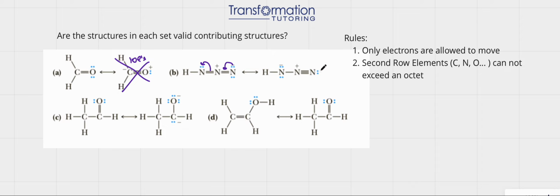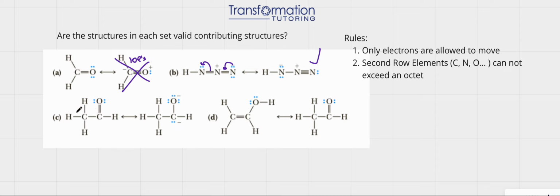So for example, if we take a look at this nitrogen, it has 1, 2, 3, 4, 5, 6, 7, 8 electrons. That's fine. This nitrogen has 4 bonds, so that's 8 electrons as well. This nitrogen has 1, 2, 3, 4, 5, 6, 7, 8. Octet was not exceeded, so these two are valid contributing structures of one another. Let's go ahead and look at part C.